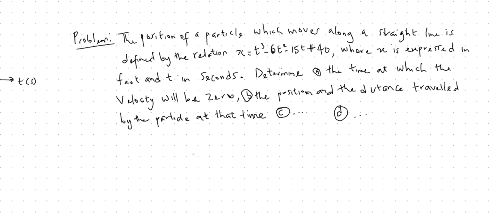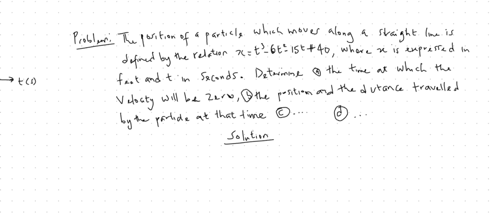Determine A, the time at which the velocity will be 0, B, the position and distance traveled by the particle at that time. And then we have questions C and D, which I'm going to write when I get there. So solution. Now, to solve this question, we can solve it analytically and we can also represent it graphically. So what we want to do is solve this problem and also express it graphically.